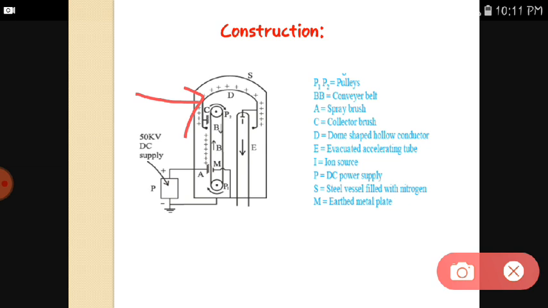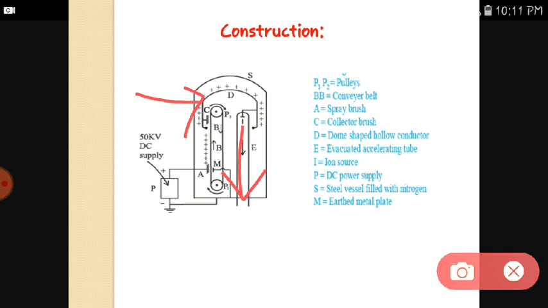These ions are repelled by the electrode. Obviously, these ions will get repelled by the electrode I and are accelerated in the downward direction. And due to the high fall of potential along the tube, these ions acquire very high energy. These high energy charged particles are then directed to strike a desired target.